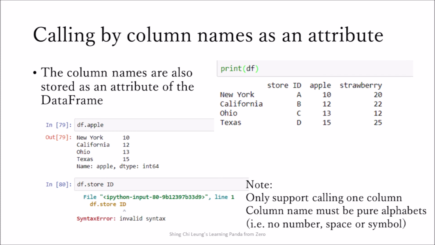However, as it is an attribute, there are limitations in the names we can use. We cannot use this method to call columns which contain a number, space, or symbol. It does not mean that you cannot use a number, space, or symbol in your header. It only means that when the header you want to call contains these, you need to call by the index, like what we did in the last slide, instead of the attribute.